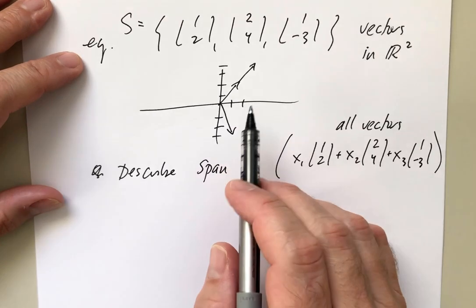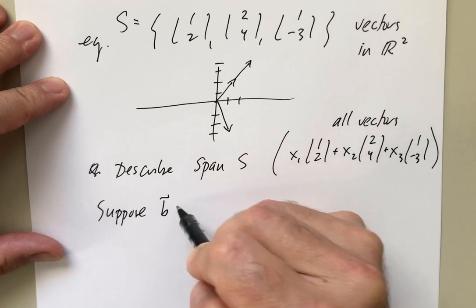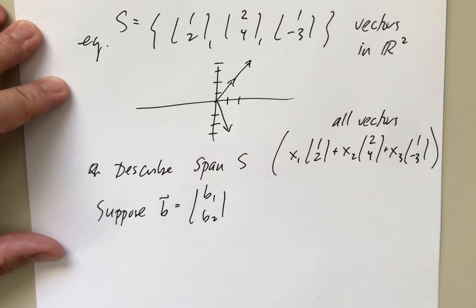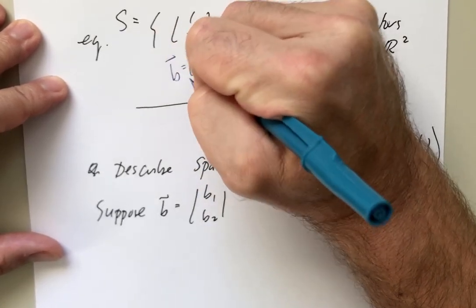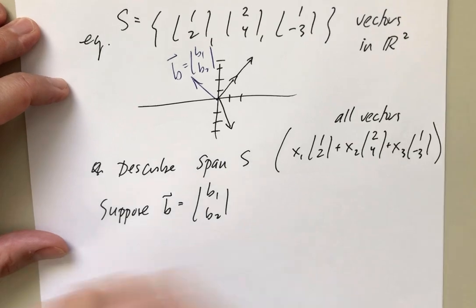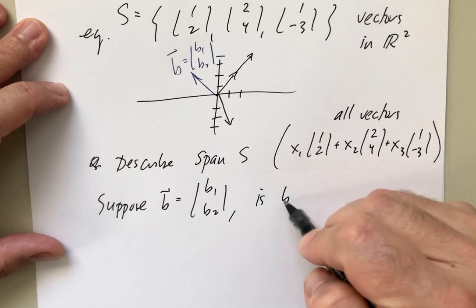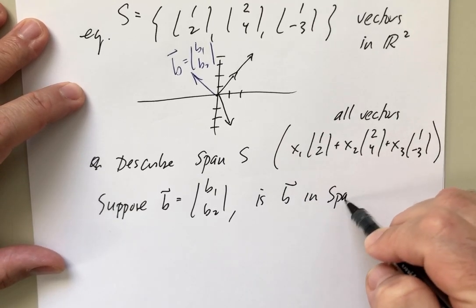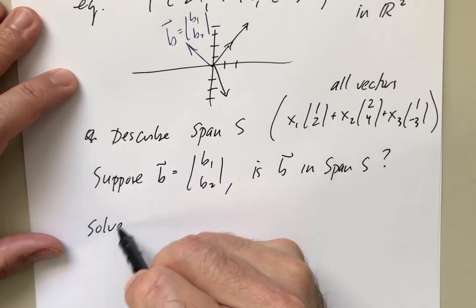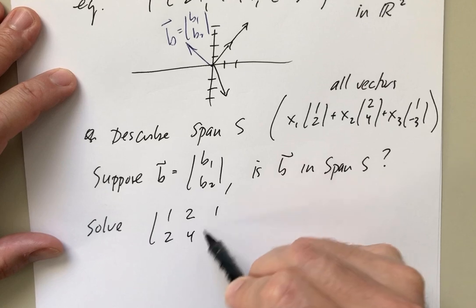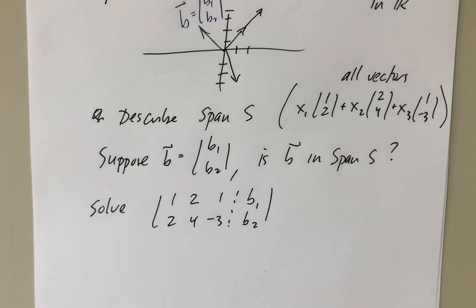Well, I'm going to take a slightly different perspective. Suppose we take any vector, just an arbitrary vector in R2. What if I just take any old vector, let's say this guy here. Here's B. It's (B1, B2). Can I write it as a linear combination? So I want to now ask, is B in the span of S? As before, we're going to solve a system that looks like (1, 2), (2, 4), (1, -3), augmented now with the B vector, which I now know is (B1, B2).